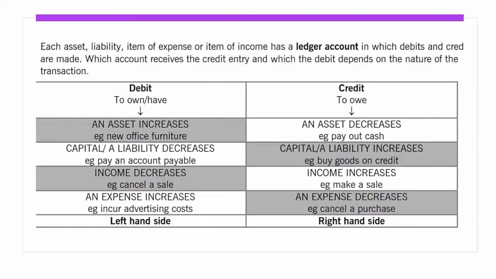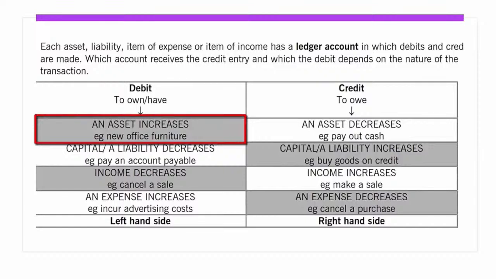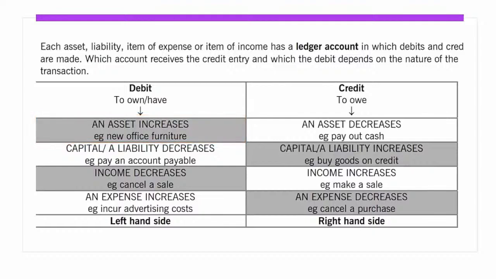What happens on the debit side? The debit side is all about things the business owns, gains, or spends. Here's when you would use the debit side. 1. An asset increases. For example, if you buy new office furniture, the value of your assets, furniture, increases. This goes on the debit side.